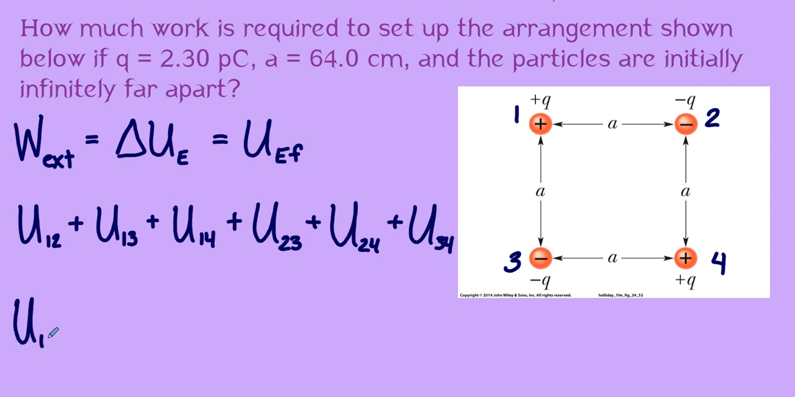For example, for particles 1 and 2, we have K. Q1 is positive Q and Q2 is negative Q. So Q times Q we know is Q squared. There's a negative sign in there. And they're located a distance A apart from each other. I'm going to use that same method to develop an expression for each of these potential energies, combine like terms, and then plug numbers into the solution.